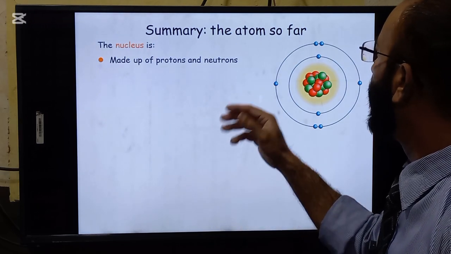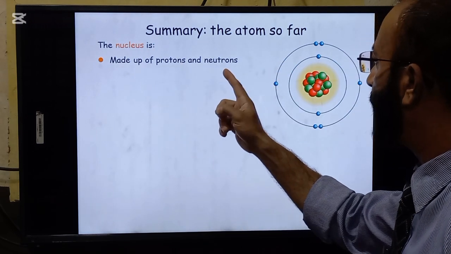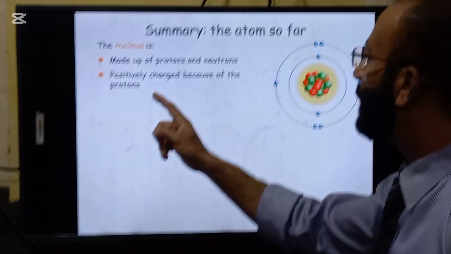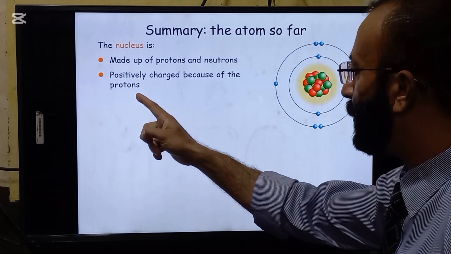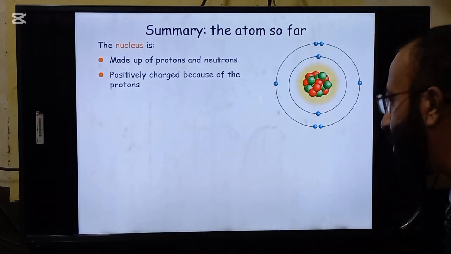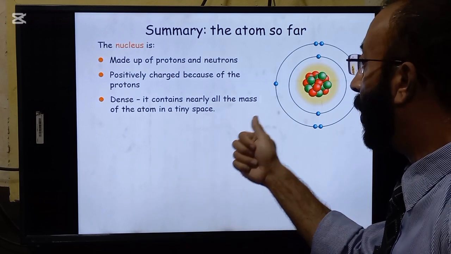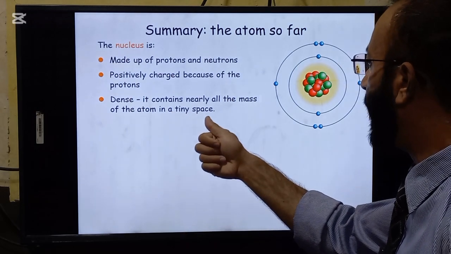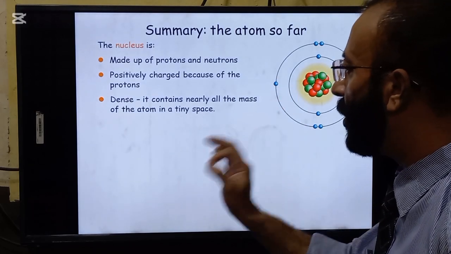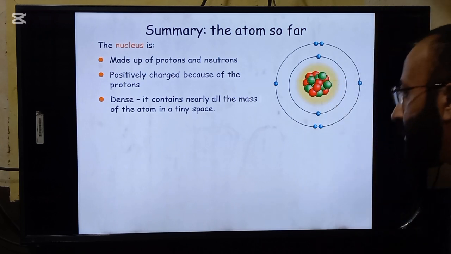Okay, summary. The atom so far: the nucleus is made up of protons and neutrons. Positively charged because of the protons. So the nucleus will have a positive charge. Dense, it contains nearly all the mass of the atom in a tiny space. So this is a very important point. Almost the whole mass of the atom is contained in the nucleus.